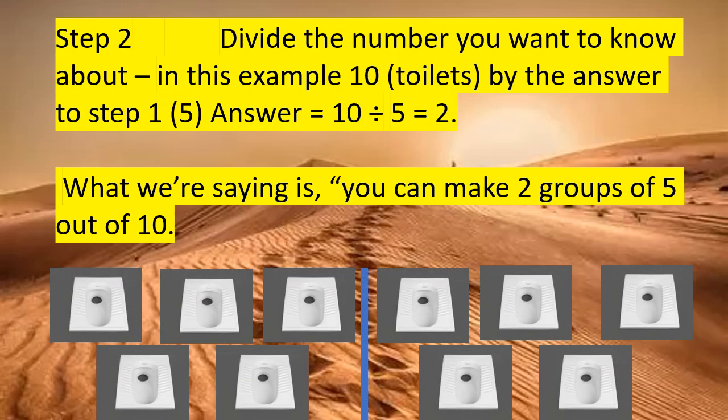Step 2, divide the number you want to know about, so in this example 10 toilets, by the answer to step 1, which was 5. So the answer is 10 divided by 5 equals 2. What we're saying is you can make 2 groups of 5 out of 10.